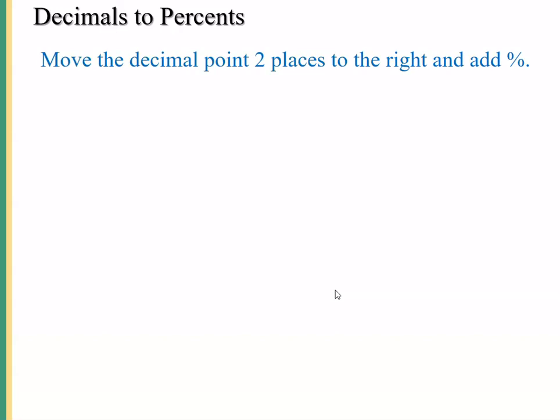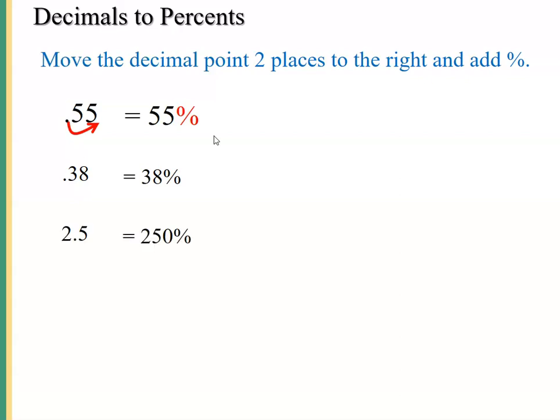Next, how are we going to do decimal to percentage? Move the decimal point 2 places to the right and add the percent sign. So if it is 0.55, that is equal to 55%. 0.38 is 38%. 2.5 is 250%. 0.003 is 0.3%. Again, you move the decimal point 2 places, because remember that percent is out of 100, so that is 2 zeros, and then add the percent sign.